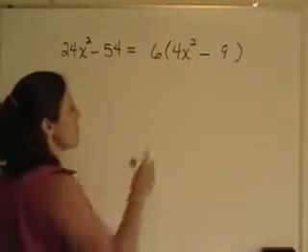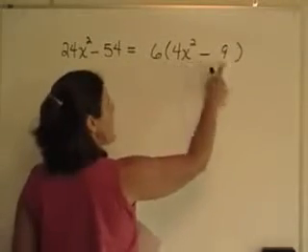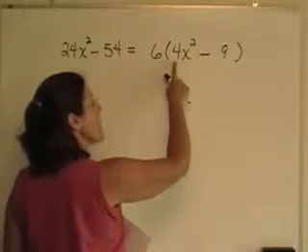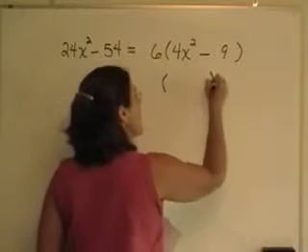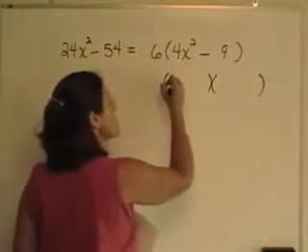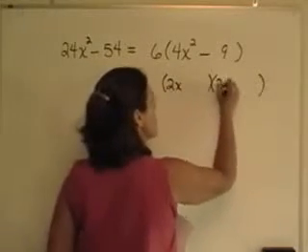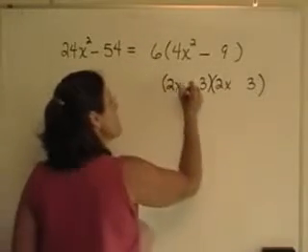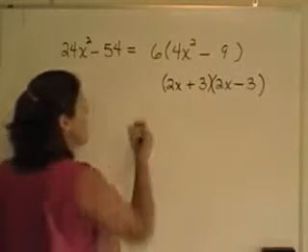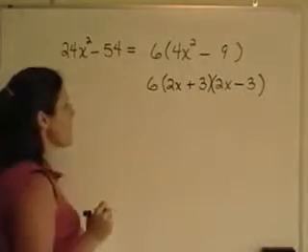Now I do recognize something that is the difference of squares because I can take the square root of 4 and get 2, and I can take the square root of 9 and get 3. In doing that, I need to write this as the product of two binomials where a 2x goes in the front of each, and a 3 goes in the back of each, a plus sign in one, a minus sign in the other, and don't forget to bring down the 6.